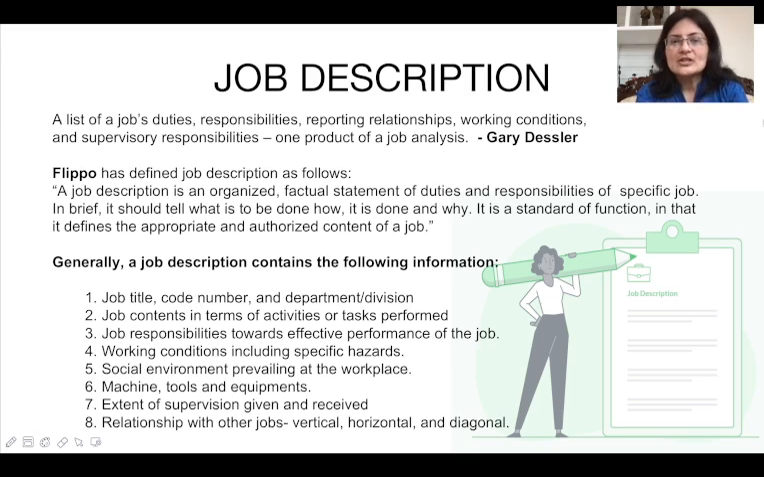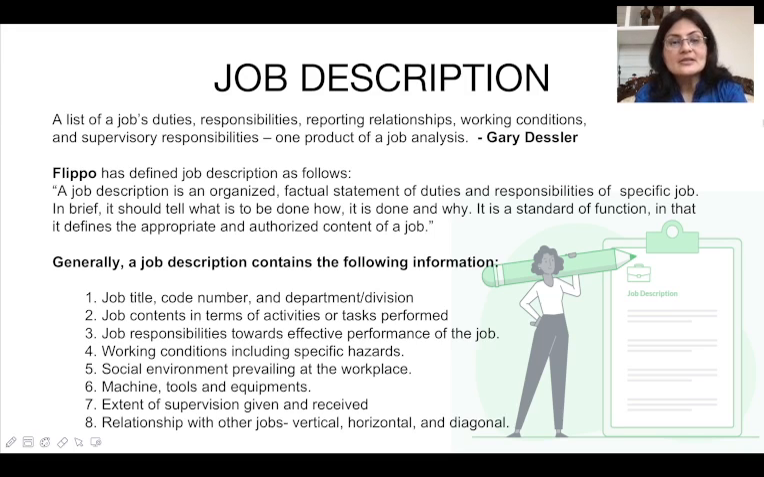So I think these definitions tell us that describing a job means covering what the job is, what the duties and responsibilities are, whom we are going to report to, what the working conditions are going to be, and what the supervisory responsibilities are going to be. All these things come under the job description. So what information will be contained in a job description? Let us see. A job description basically contains the following information: job title, code number, and department or division; job contents in terms of activities or tasks performed.